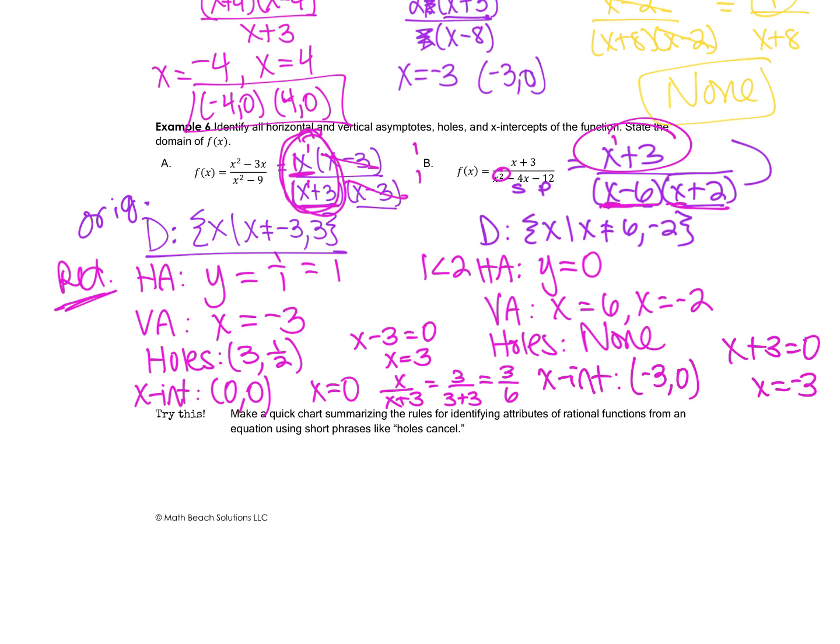So there are lots of different attributes to a rational function, so you're having to look at several different things in order to be able to graph these. If you have any questions, please let me know.